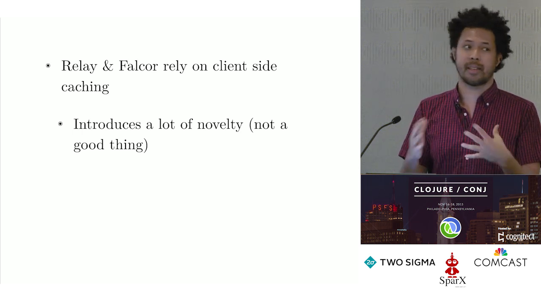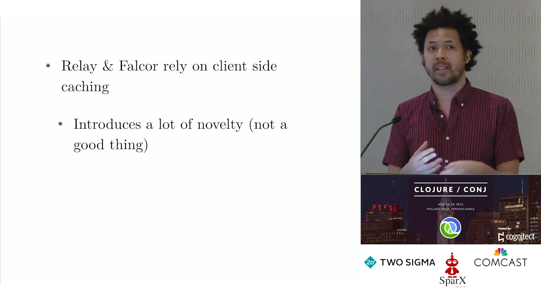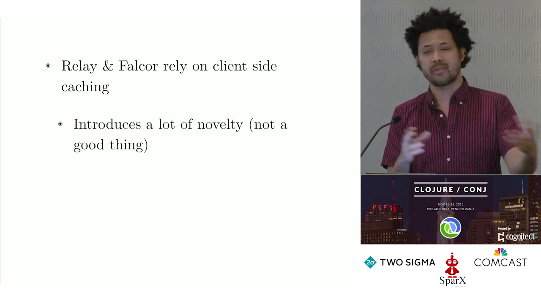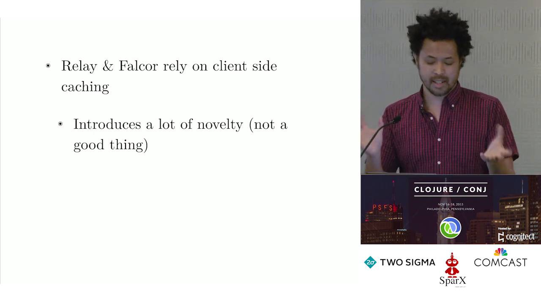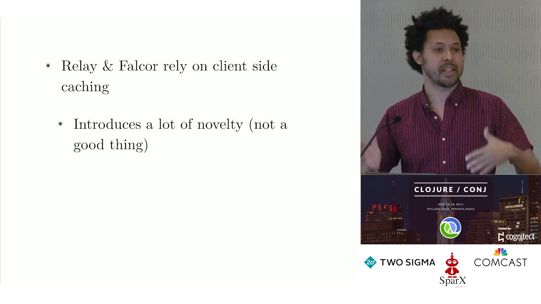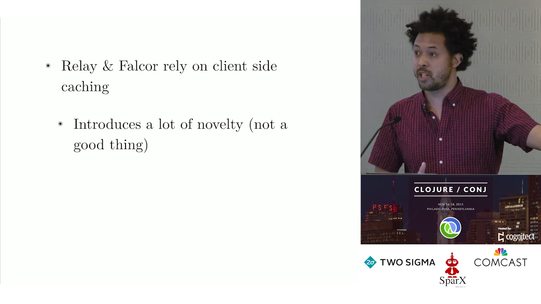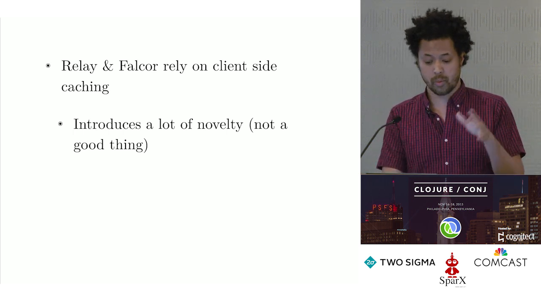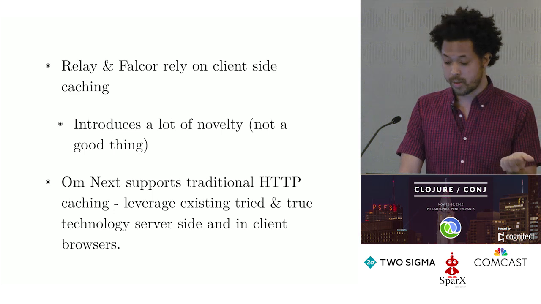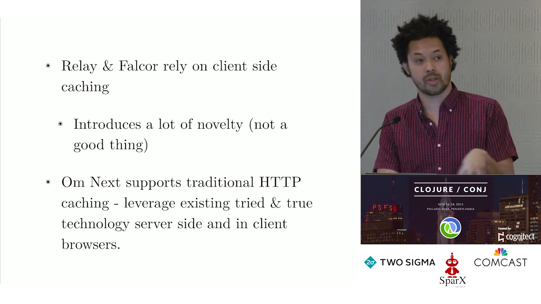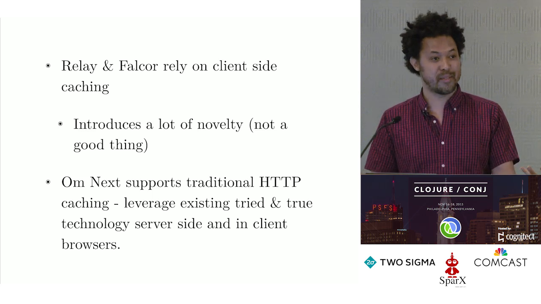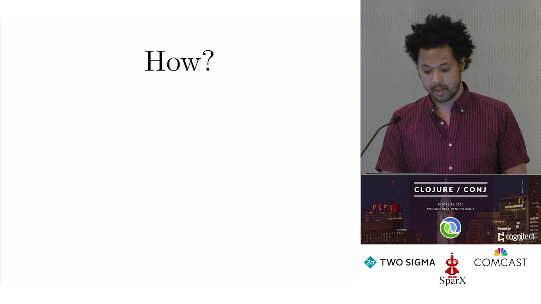So we don't want to do what Relay and Falcor do, because they introduce a lot of novelty. They're already talking about things that I don't want to hear. Things like, oh, there's going to be a client-side TTL and all this other stuff. Or timeouts and cache eviction policies, and you can apply a strategy. Don't want to do any of this, right? The browser already solved this problem. There's all this stuff inside the browser and things you can do at the HTTP layer that solve this problem for you. We don't want to go there. So OhmNext, out of the box, supports traditional HTTP caching, and you can just reuse the existing technology. This is the system that we live in. Let's reuse the parts that work.